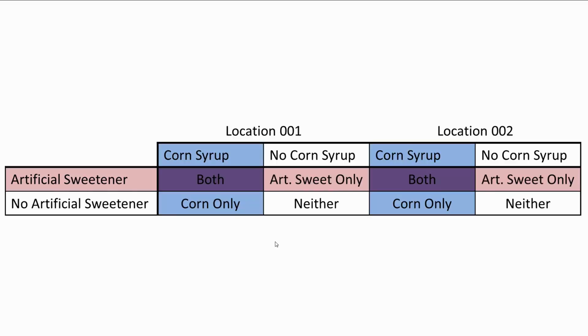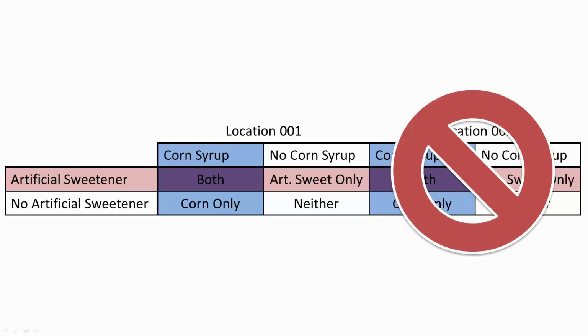And then if I put them together and label it, we can see that this box right here has both corn syrup and artificial sweetener. That's represented by Mug root beer. This box has only artificial sweetener, no corn syrup. This one has corn syrup and no artificial sweeteners. And this one has neither corn syrup nor artificial sweeteners. And then the same pattern applies for location 2.